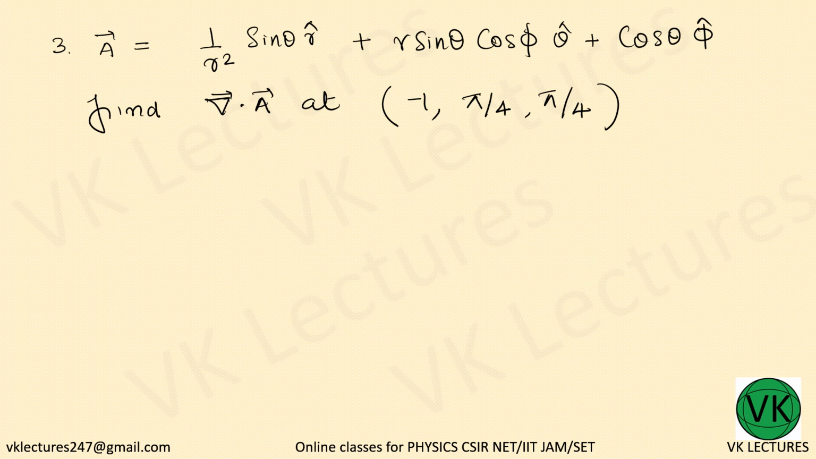1. The vector A is given as 1 by r square sine theta r cap, r sine theta cos phi theta cap, cos theta phi cap. Now the question is to find the divergence del dot A at minus 1, pi by 4, pi by 4.